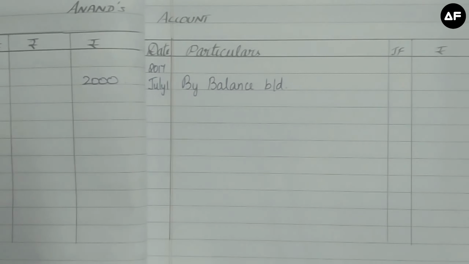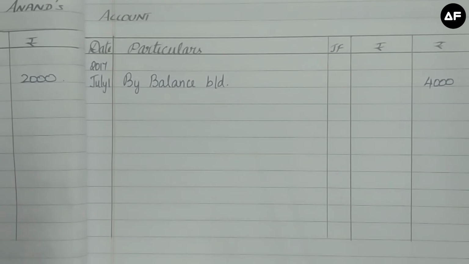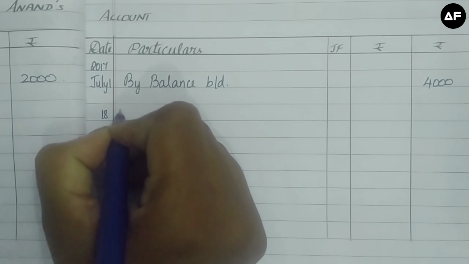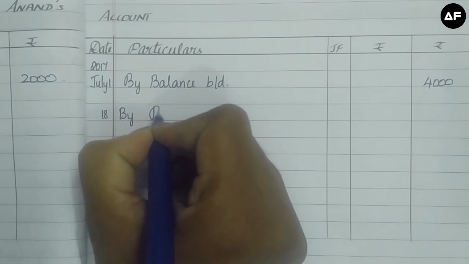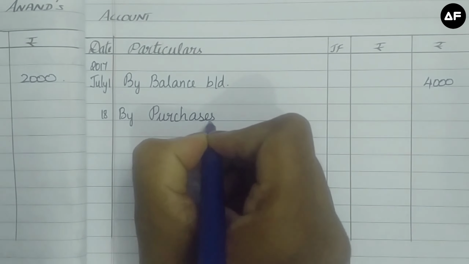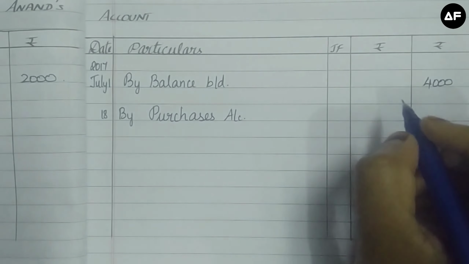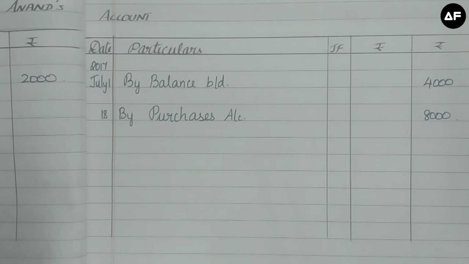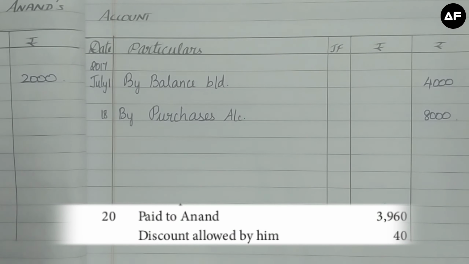So go to the credit side of Anand's account and write the opposite account's name. So this is on the 18th by purchases account. The amount is 8,000 rupees. So this is nothing but credit purchase done with Anand. Next on the 20th, paid to Anand 3,960. And discount allowed by him is 40 rupees.